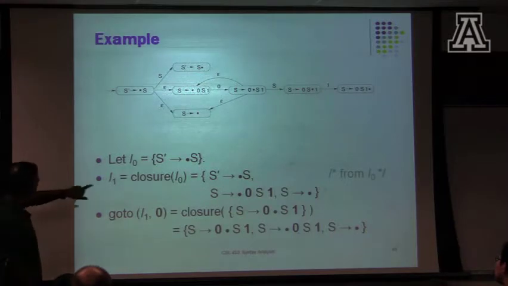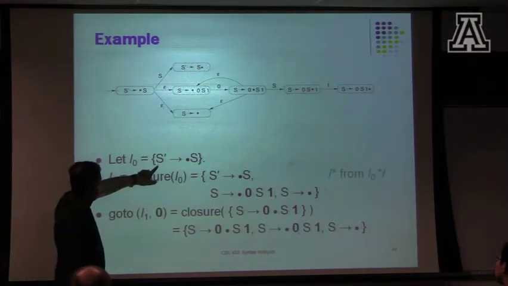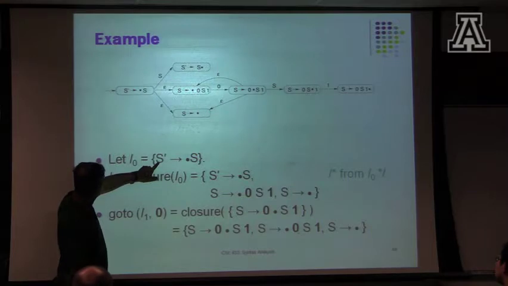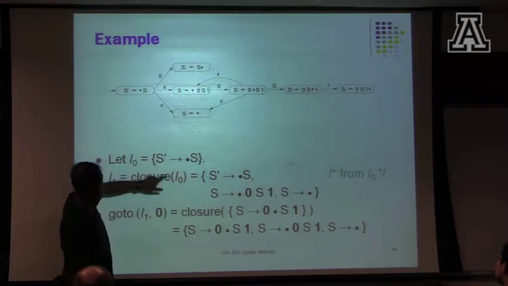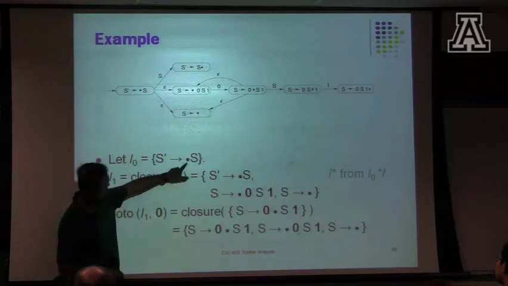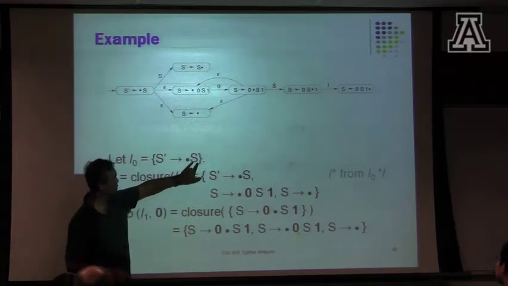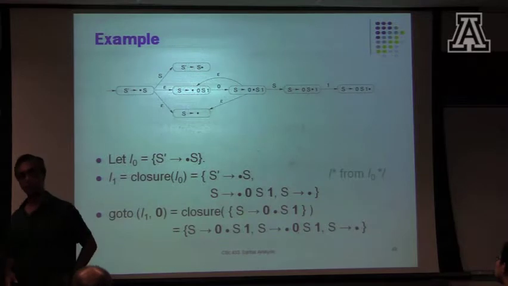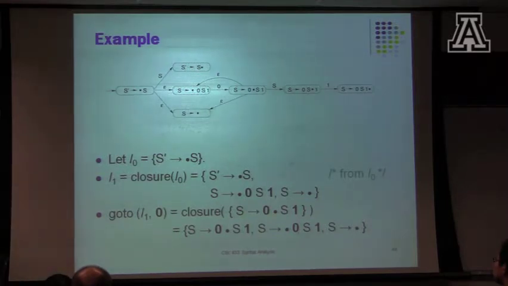So here's the very initial item: S prime goes to dot S. What this says is that at the very beginning, when the parser starts out, I haven't seen any of the input, but I'm looking to see something that the start symbol could derive. That's what I say at the very beginning.